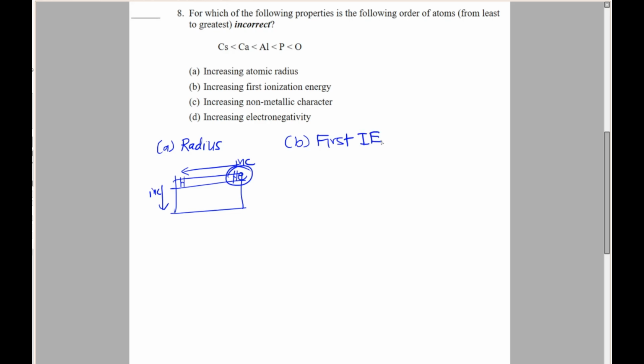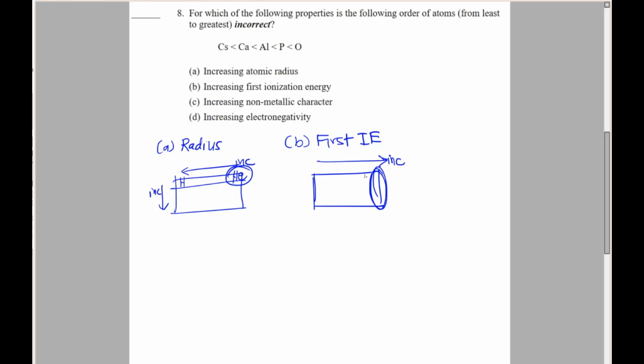The second periodic trend we're looking at is B, first ionization energy. This one is pretty straightforward. If we have a periodic table like this, the first ionization energy is going to increase from left to right because we have the noble gases on the right side. Noble gases have full octets, and it's very hard to pull an electron away from a noble gas because it's very happy with its stable full octet.